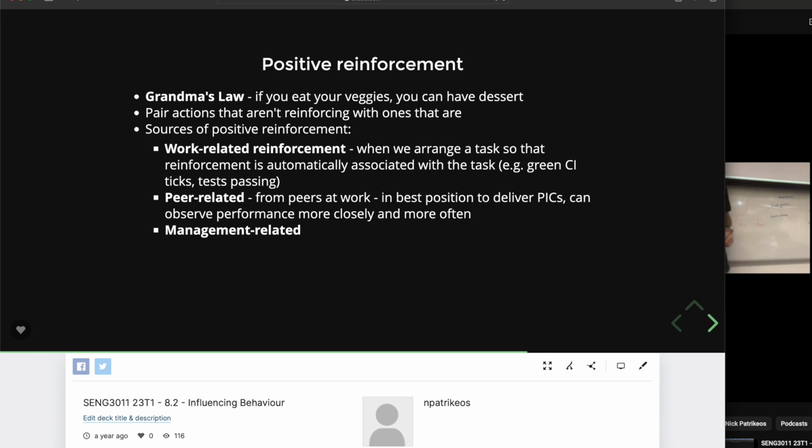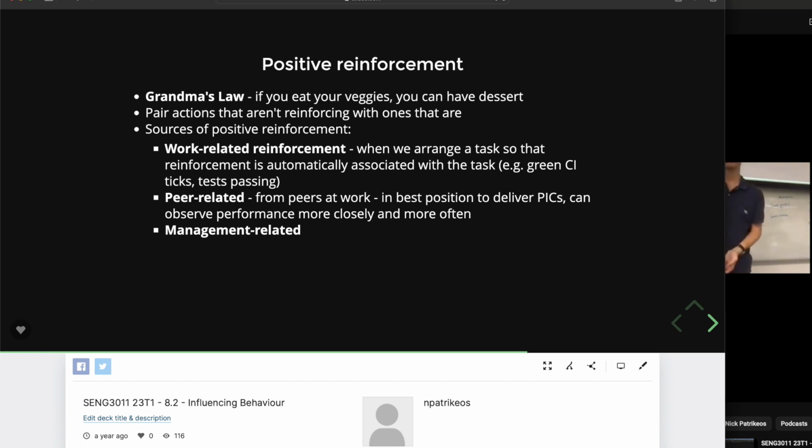We also have peer-related reinforcement, and this is the thing: if you're a manager, you can't be everywhere all at once delivering reinforcement to people, being like, good job, and grow, all that stuff, because there's only one of you, and you've got to do other stuff as well. So the people who are best positioned to deliver this positive reinforcement are peers, right?